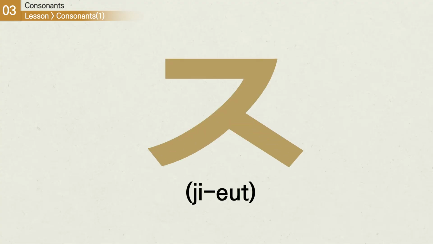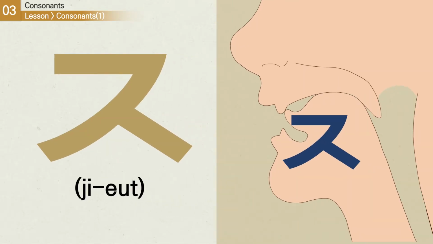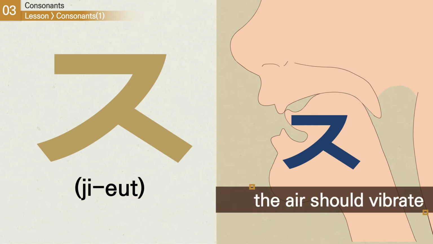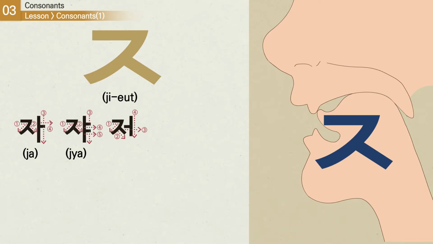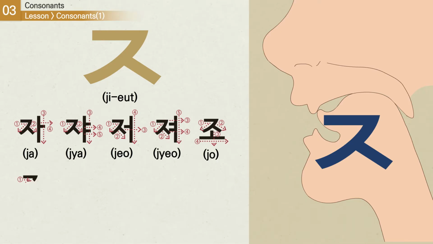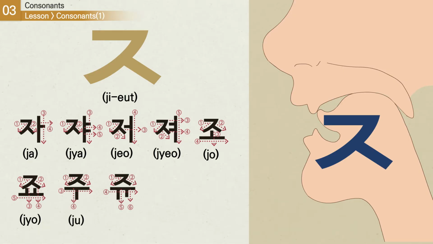Next is the character tiat, which you can make by adding one extra stroke to siot. Like siot, the tiat sound is made by pushing air through your teeth. But when we pronounce tiat, the air should vibrate. Listen carefully. 자, 쟈, 저, 져, 조, 죠, 주, 쥬, 즈, 지.